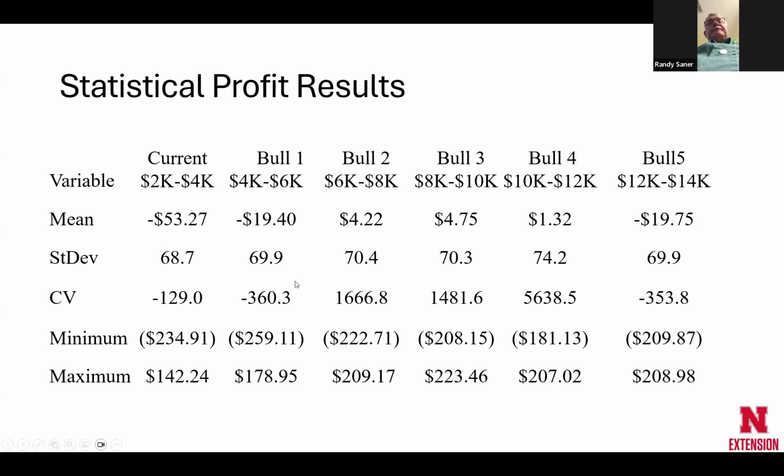Okay. Now, the other bull that you paid between $4,000 and $6,000 for, which varied in price but averaged $5,000, you lost $19.40 on average. But your worst loss was $259.11, and your maximum was $178. Now, bull 2, you on average made $4.22, but you still lost money on some of those. You possibly lost money some of the time, and you possibly made money some of the time, and they're almost equal to each other. But you made on average $4.22, so they're pretty equal almost.